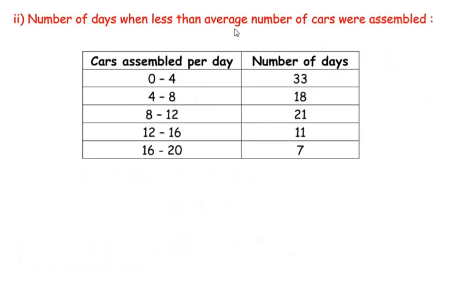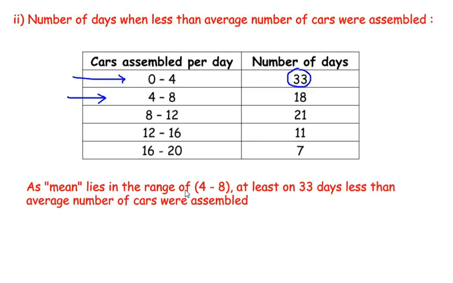Number of days when less than average number of cars were assembled. Now average number of cars we had got it as 7.38 and 7.38 lies over here, that is between 4 to 8. So less than the average means we have to go to the previous class, that is from 0 to 4. So the number of days for 0 to 4 is 33 days. That is for 33 number of days less than average number of cars were assembled. So we are going to write over here, as mean lies in the range of 4 to 8, at least on 33 days less than average number of cars were assembled. So this is the answer.